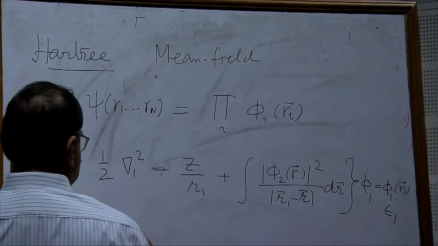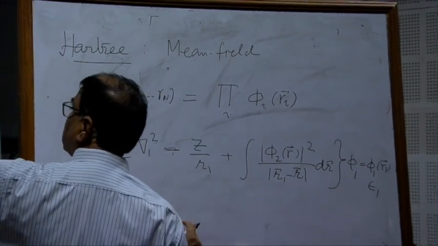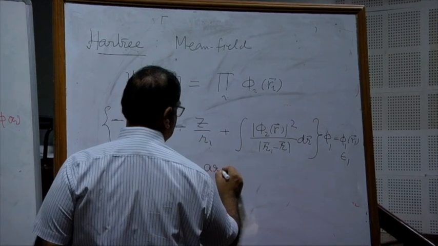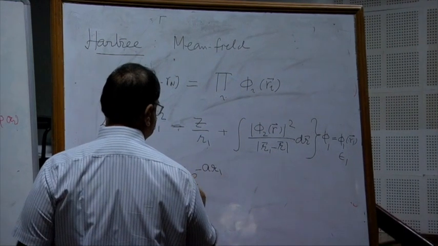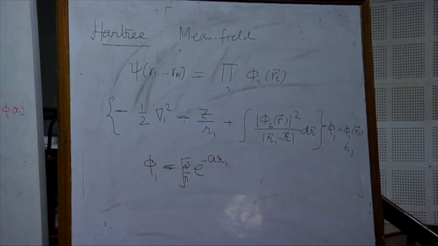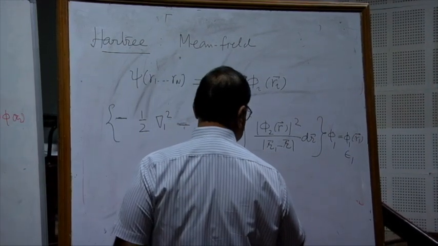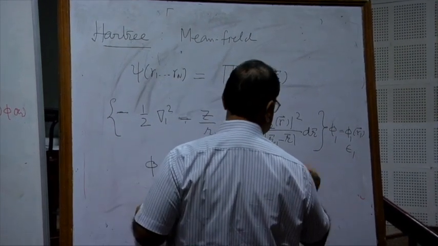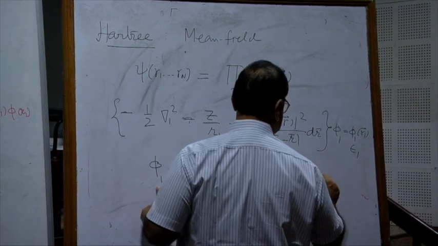Now, we have taken the formula that phi is e raised to minus Z effective r, so let me write this as e raised to minus a r1, times the square root of a cubed over pi. All right? Now let's take this to phi 1 and phi 2. I am not assuming a priori that this is A, so I am going to write it as b cubed over pi, e raised to minus b r2.